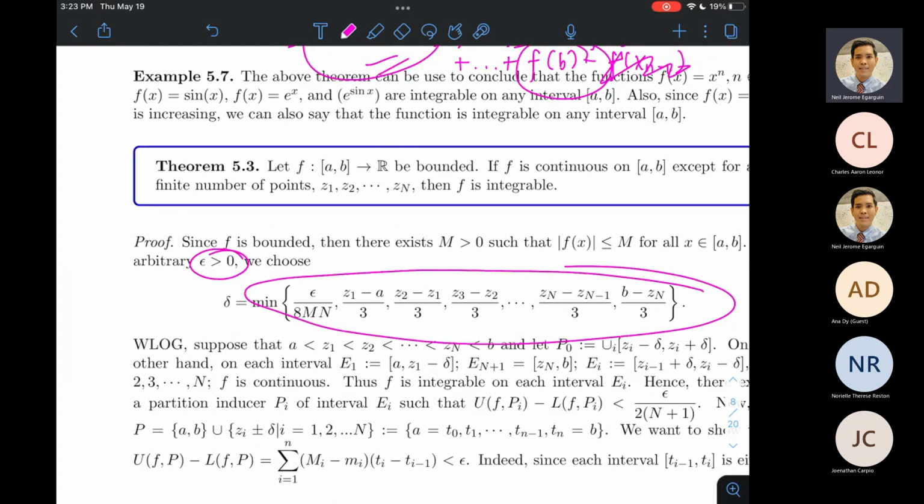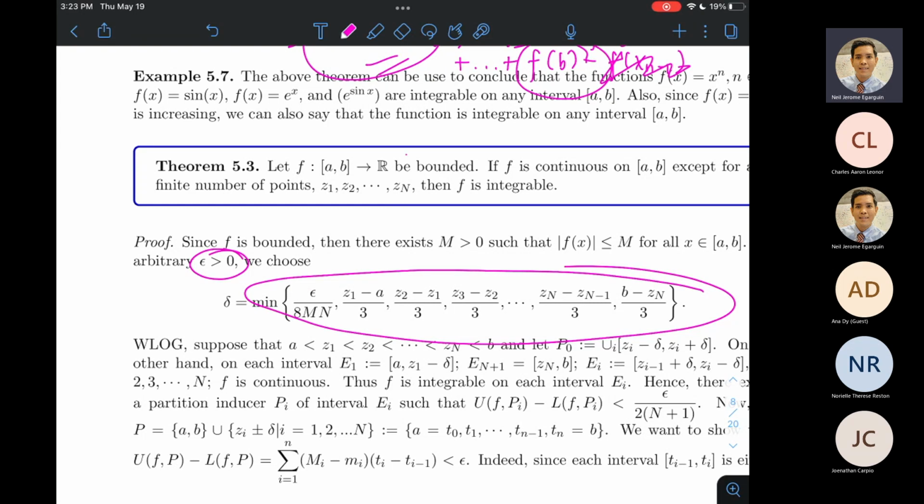Kamot na naman tayo ng ulo kasi, bakit na naman may epsilon over 8mn dyan? Pasikat talaga yan, sir. Tapos may z1 minus a over 3, z2 minus z1 over 3. Where the hell do those numbers come from? Ano? Saan sila nanggaling? Well, balikan natin yung assumption.